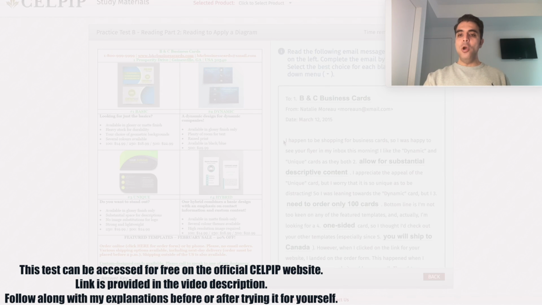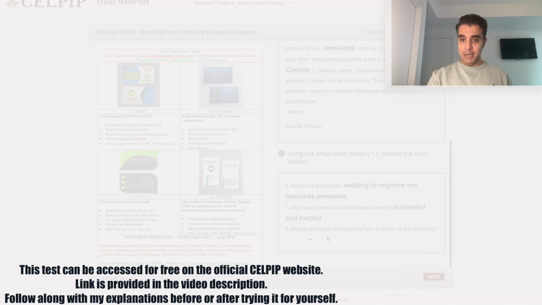If you go back to the first passage and read the first sentence, it says, I happened to be shopping for business cards, so I was happy to see your flyer in my inbox this morning. Flyer in my inbox, so probably an email, and an email is being written in response, so it's probably an email. Let's see if we're right. This was the type of question where you could guess and then check to see if what you guessed matches any of the options. So let's take a look.